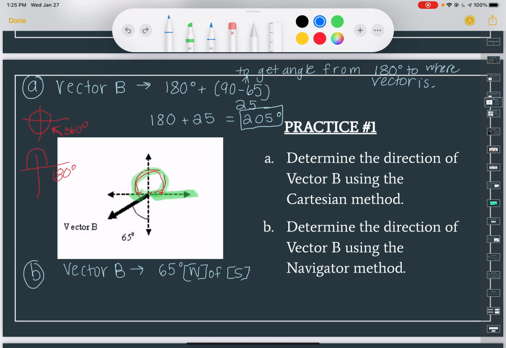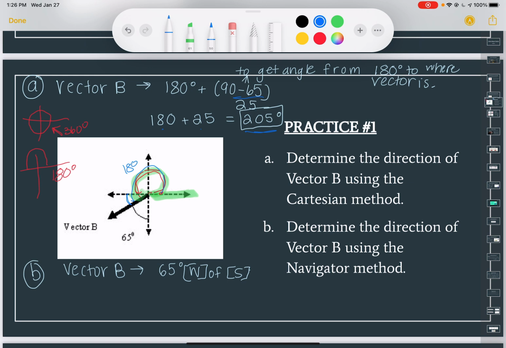So we're only literally looking at 180 there, and then we are looking at this part. To do that, we go 90 minus 65. If we do 90 minus 65, it is 25. So we got 180 plus 25, which gives us 205. So from this line all the way over to vector B, it is 205 degrees.